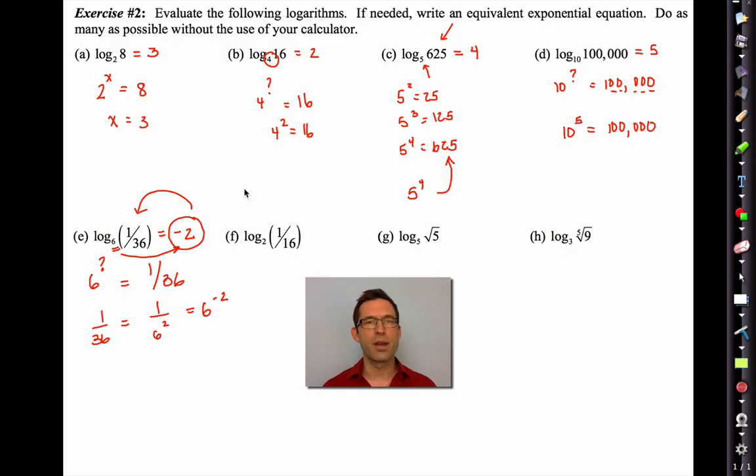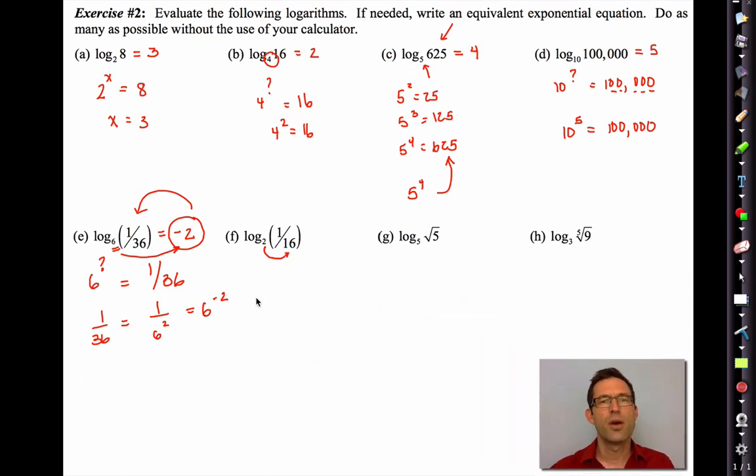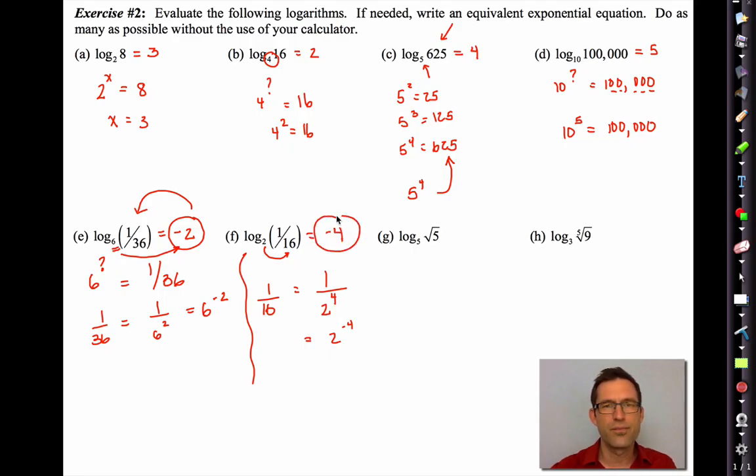Think about it for a minute. Log base 2 of 1/16th. What do I have to raise this to in order to get this? Well, let's see. 1/16th. That's 1 divided by 2 to the 3rd? No, 2 to the 4th? Yeah. So that's 2 to the minus 4. So log base 2 of 1/16th is negative 4.